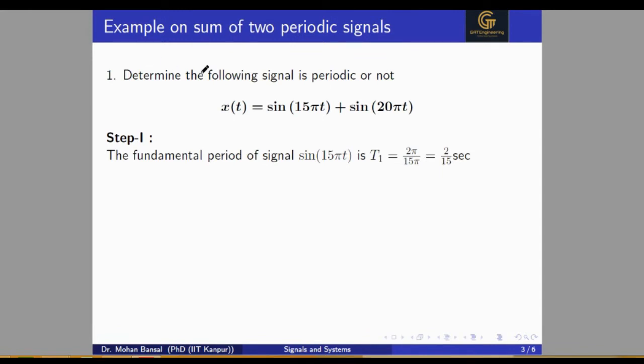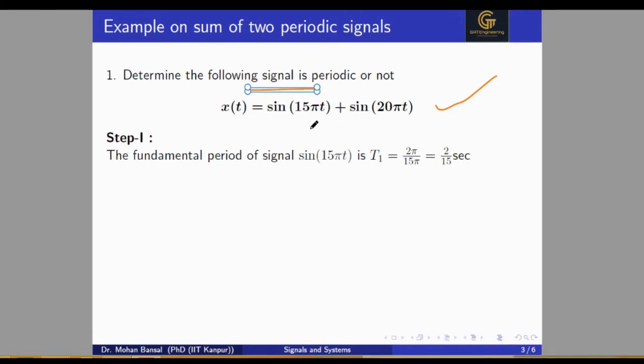See, in this example, we have to check whether this signal is periodic or not. We have a signal x(t) equal to sin 15 pi t plus sin 20 pi t. So what will we do? We have one signal, sin 15 pi t, and another signal, sin 20 pi t.